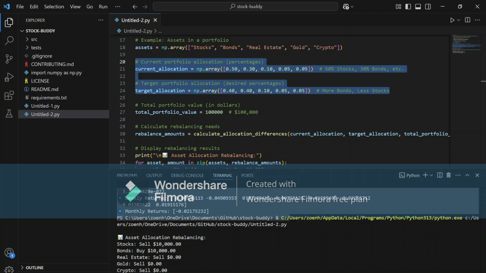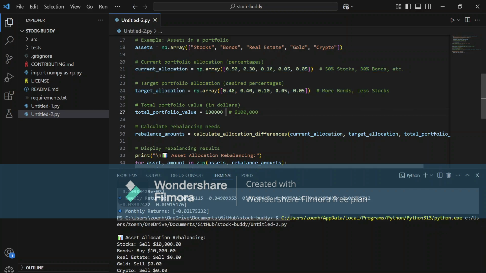So moving on to the next step, we want to define our total portfolio value. We're just going to say that's equal to 100,000. And then the next step, we want to call the function to calculate rebalancing. So it runs the function calculate allocation differences. It calculates how much money needs to be moved. So that's going on right here.